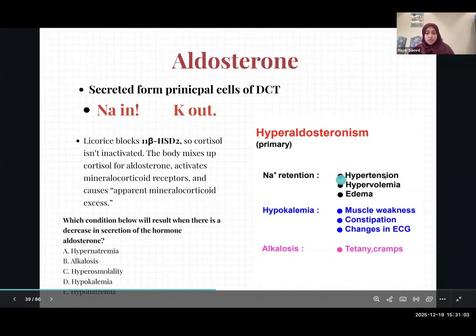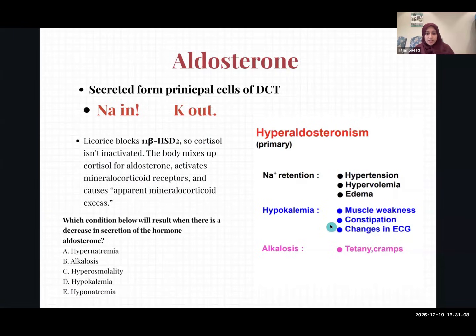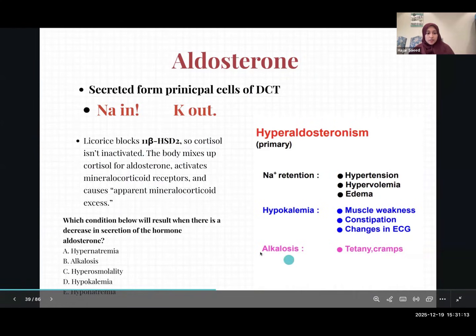So what does hyperaldosteronism look like? First we have sodium retention, which leads to hypertension, hypervolemia, and edema. Then we have hypokalemia, which leads to muscle weakness and constipation and changes in the heart rhythm, which is very serious. And then we can have alkalosis, which leads to tetany and cramps.